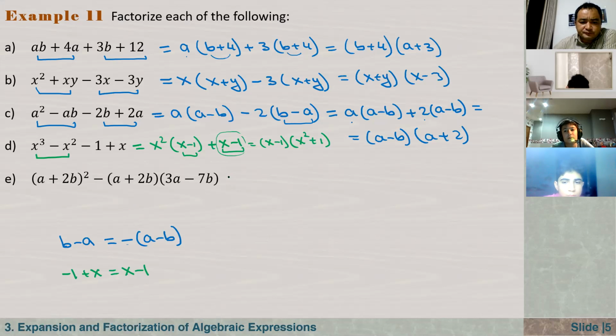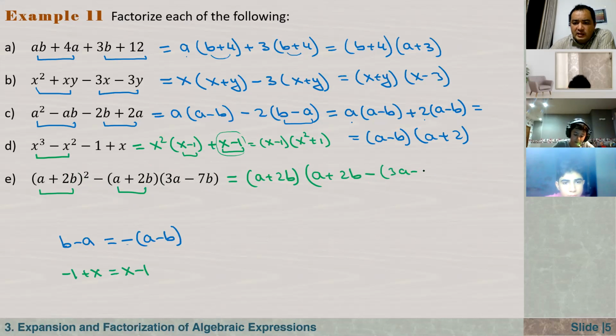How about the last question? In the last question, a plus 2b, a plus 2b, and here it's a common factor. So a plus 2b. What is that here? Here it is squared, right? We just took one of it out. So one left here, a plus 2b. Minus, here we have minus, and here we have 3a minus 7b. So if you simplify this, a plus 2b, a minus 3a, that is minus 2a, 2b minus minus, it is plus 7b, it is plus 9b.